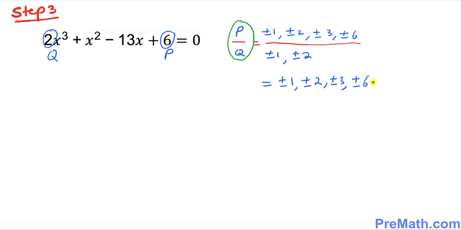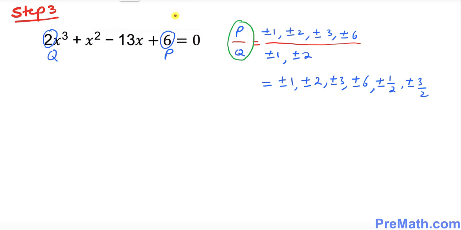So 1 over 2, this becomes positive, and negative 1 over 2, and then 2 over 2 is 1. We already have a 1, we don't need to. And then finally it's going to be positive or negative 3 over 2, and then 6 divided by 2 is 3, which is already here. So we have these numbers.